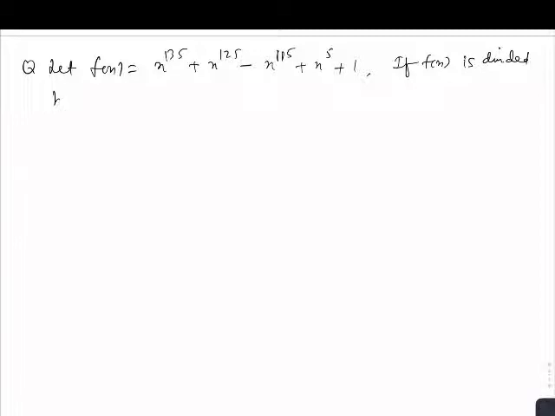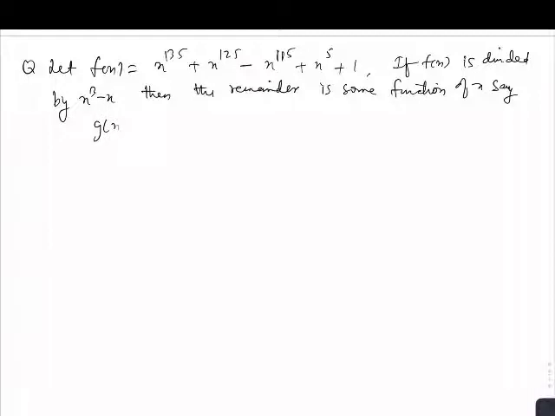Now if f of x is divided by x cube minus x, then the remainder is some function of x, say we say that as g of x. Now we have to find g of 10. Okay, so I'll just explain this problem, just go through it. Let f of x be given this polynomial. If f of x is divided by x cube minus x, then the remainder is some function g of x. So let me write it in notational form.